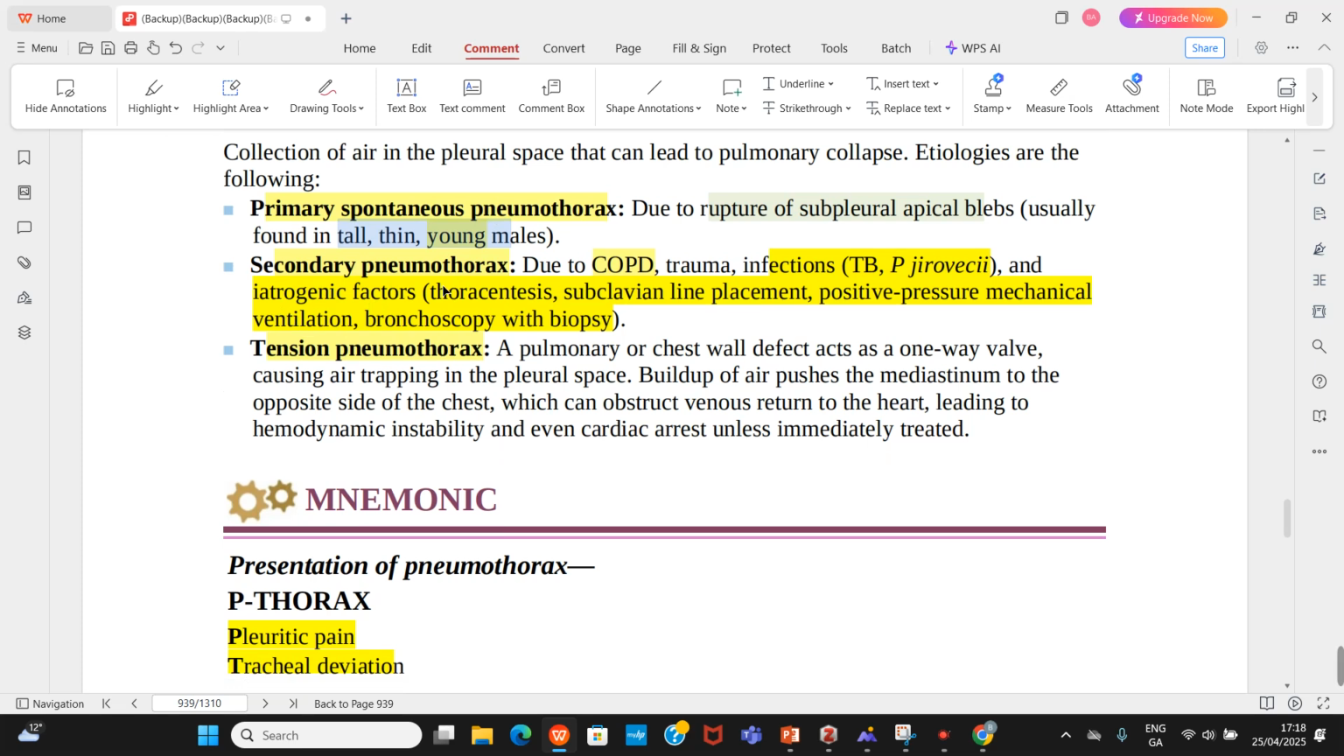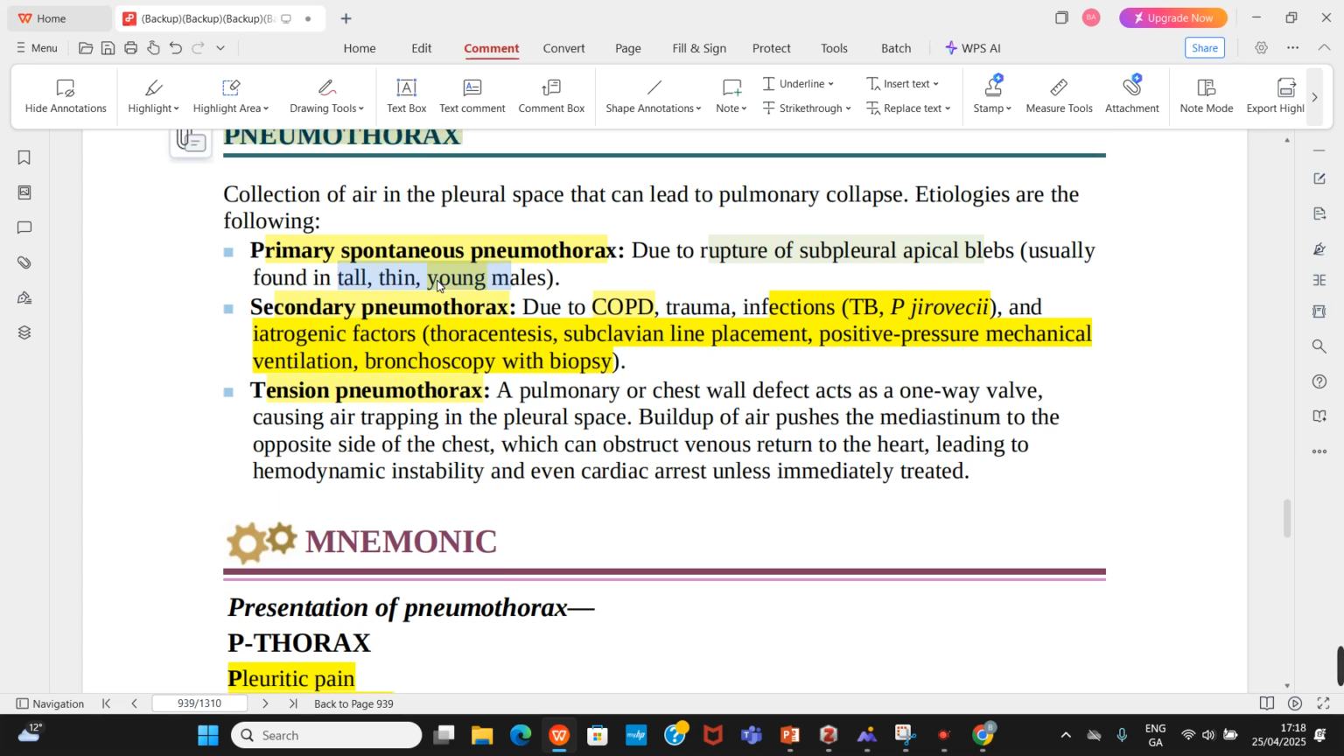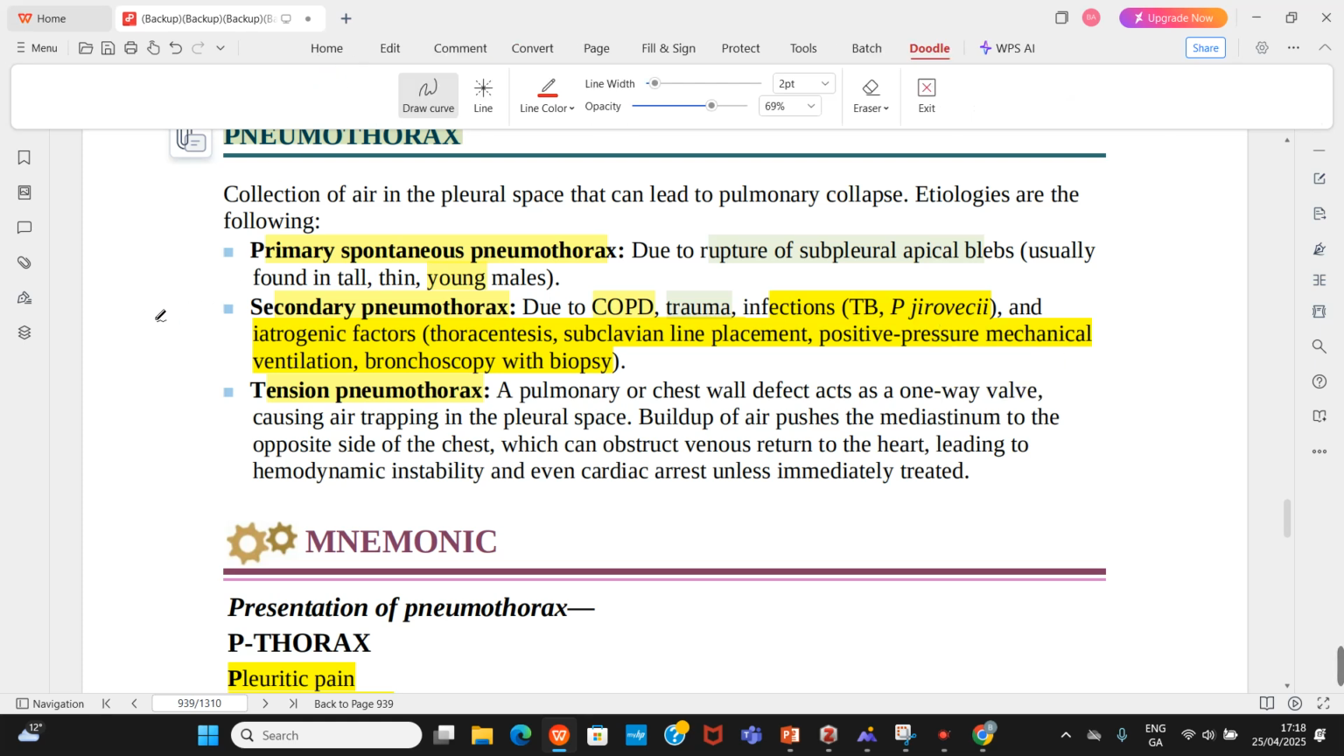Secondary pneumothorax can occur due to some underlying causes. Possibly the person has some underlying COPD, there's trauma, infections like tuberculosis, Pneumocystis jirovecii. Or probably the person underwent a procedure.